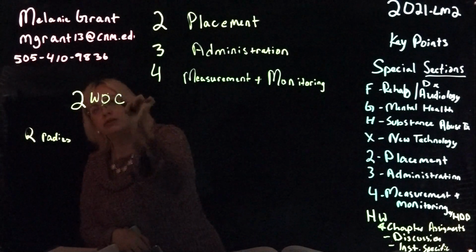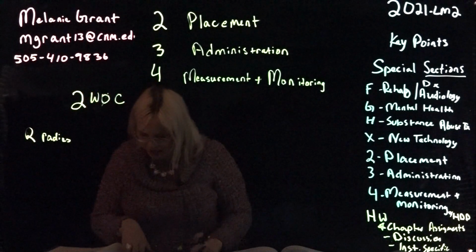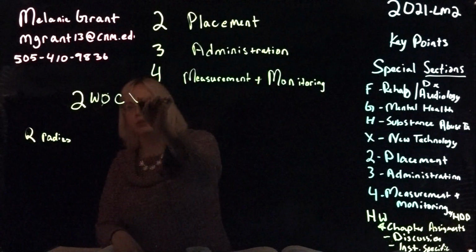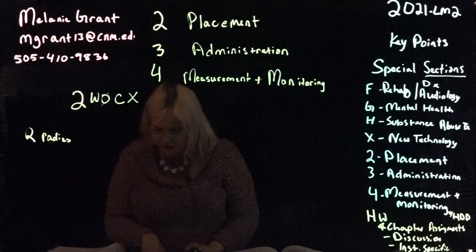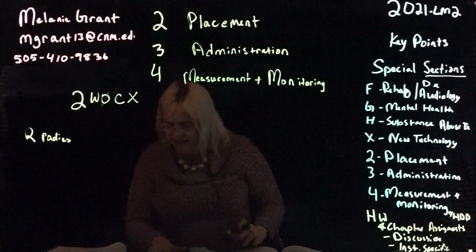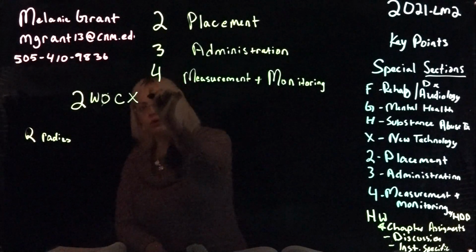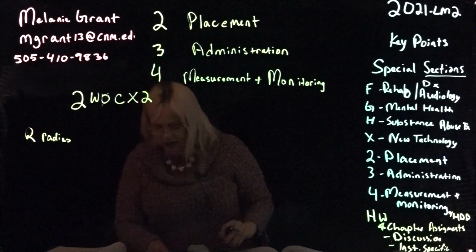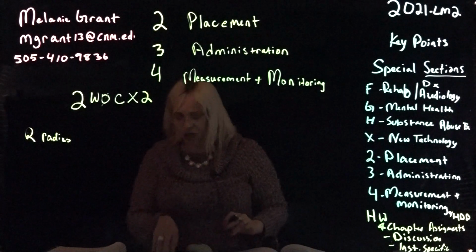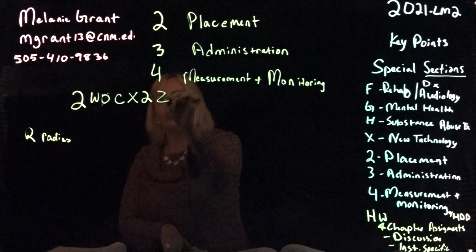2W0C. And then after that, it is external, and external is the only option we have here. So we're going to put X, device or character. In this case, we can look through a list of devices. Here we have cast for 2. That seems correct. Double check, make sure it's a cast, not a splint. And then at the end, the only option is Z for no qualifier.